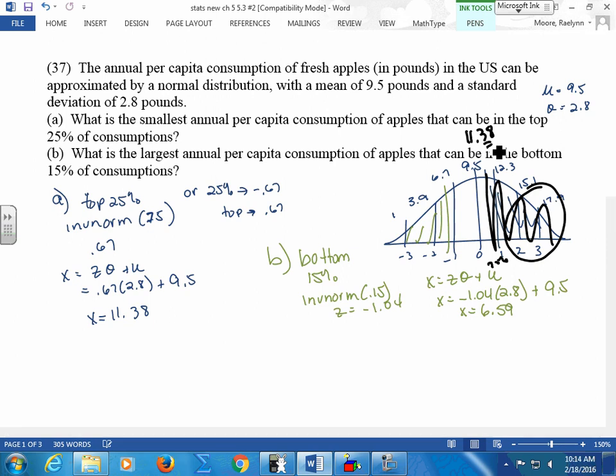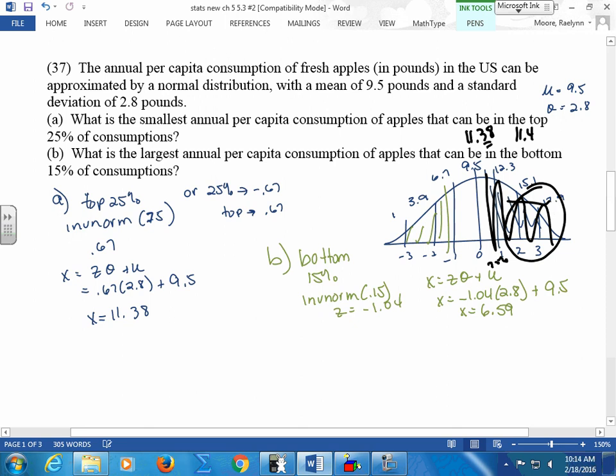I'm here. I've got to be in this shaded area. So where do I have to round, regardless of what this number is? I have to round up into this. If I want to be in the lower part, then I'm going to round down into that. So watch your sketching where you round. So this guy would be 11.4.